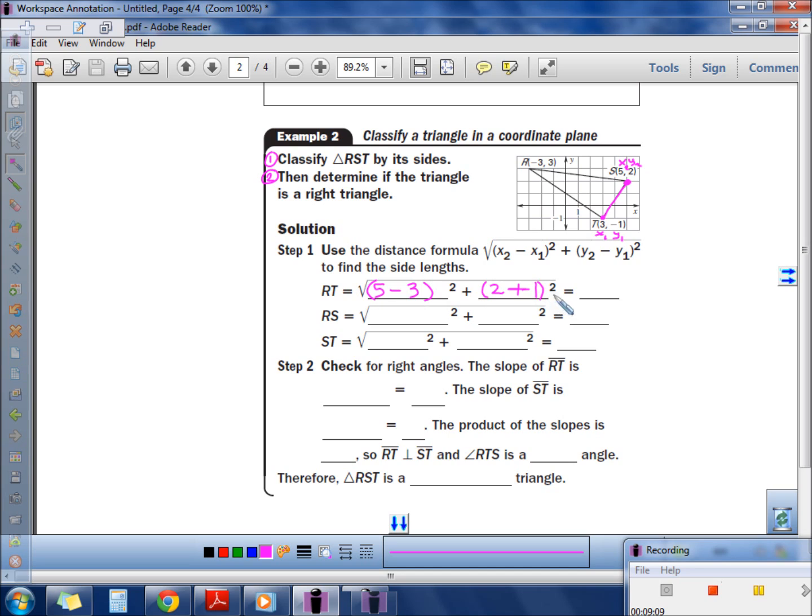Now they go ahead and they say, give me an answer. You can type that straight in the calculator if you're good. If you're not good though, I would show the work. So 5 minus 3 I know is 2. And then 2 plus 1 is 3. 2 squared is 4. 3 squared is 9. Make sure to bring down your radical each time. That's a common mistake I see from you guys. 4 plus 9 is 13. Type in square root of 13 on your calculator.